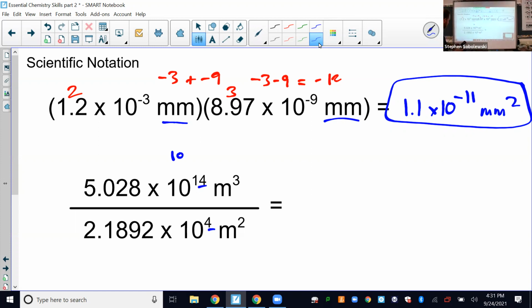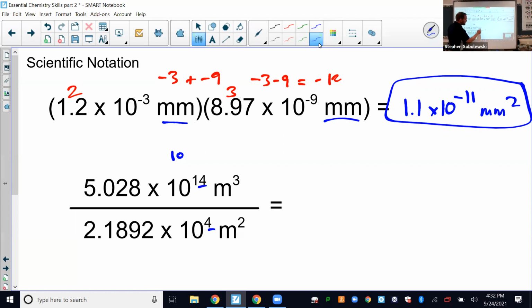All right, I'll use E for this one. 5.029 E14. Again, that's what the E looks like. There are many E's in math. There's a lowercase e. Does not mean the same thing. Don't use it. Okay, so I hit enter just to store that. I'm going to divide this by 2.1892 E4. Enter. And I get my number here. My exponent is 10. Am I happy? Yeah, that's exactly what I thought it'd be.